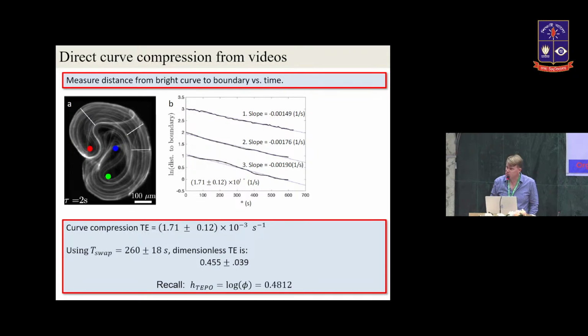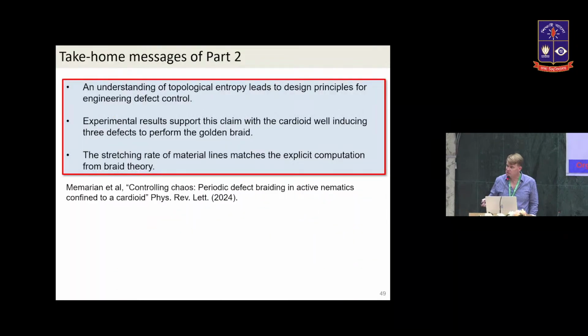Okay. There's more that can be said as you go to larger cardioids, but I just want to end with my second take-home message, which is that an understanding of topological entropy leads to certain design principles for engineering control of these defects. And these experimental results support this claim that you can in fact get just 3 defects moving around one another, forming this golden braid. And it allows you to actually compute the mixing rate in a closed form expression, which I think is just really wonderful. And this work just came out a few months ago in PRL.